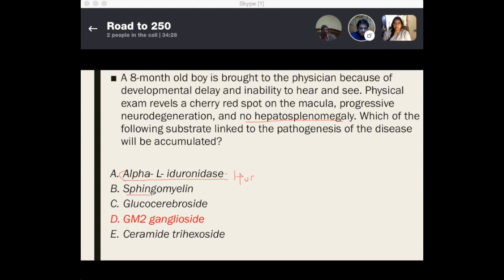Where would you see sphingomyelin accumulated in which disease? Niemann-Pick. So what is the enzyme that's deficient if this is accumulated? Sphingomyelinase. Correct. So how do you differentiate? Because in Niemann-Pick you're also going to see a cherry red spot. So the big differentiation between this question and why it's not B is the hepatosplenomegaly. Everything else will be exactly the same.